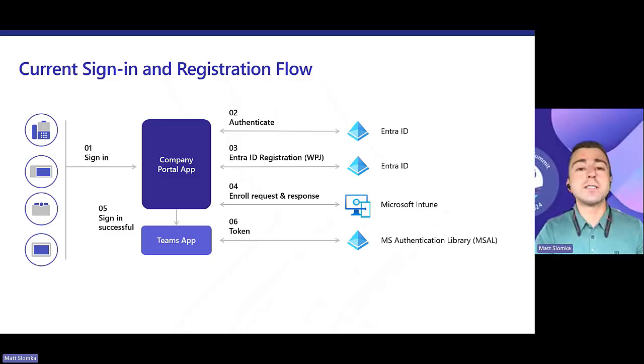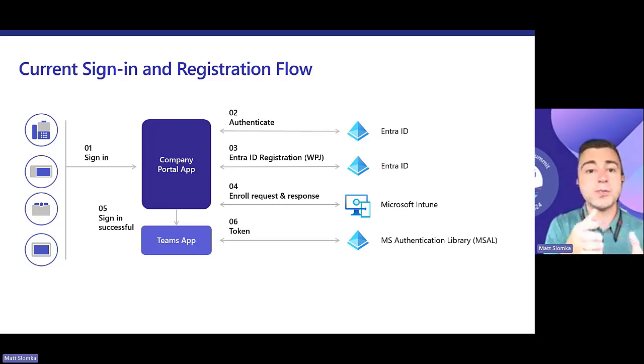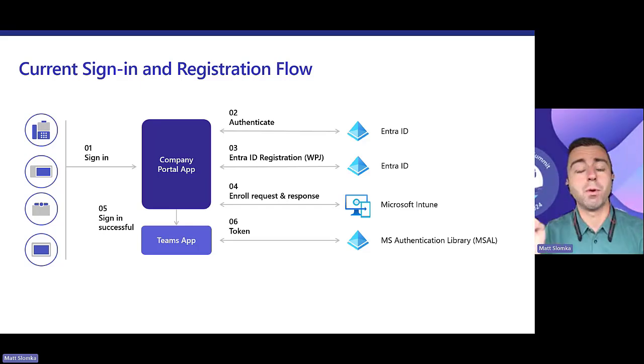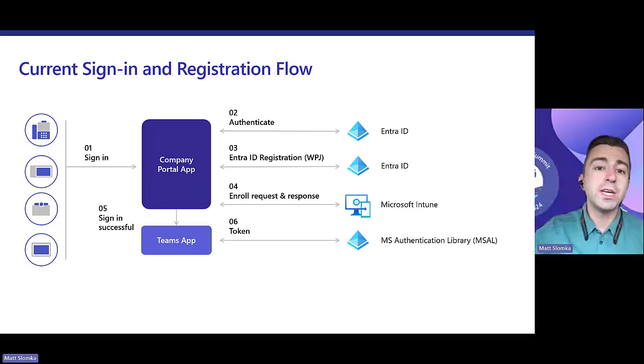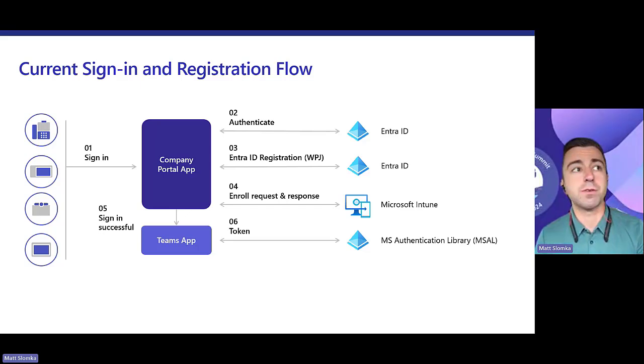So the current sign-in and registration flow for a Teams Android device today is largely focused on signing into the Company Portal application on that Teams device. Step one is you put in credentials, so your email address and your password, and you sign in to that device. At which point we do the authentication to Entra ID. You'll see the authentication flow there go directly to Entra ID and allow you to decide whether you can or cannot sign in.